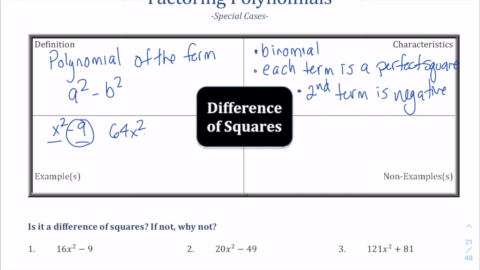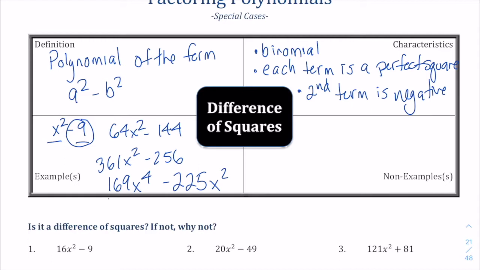64x squared minus 144 is a difference of squares. 361x squared minus 256. We need to know those perfect squares up to 400 again. And then another one that would be a little bit sneakier is when we see something like 169x to the fourth minus 225x squared.